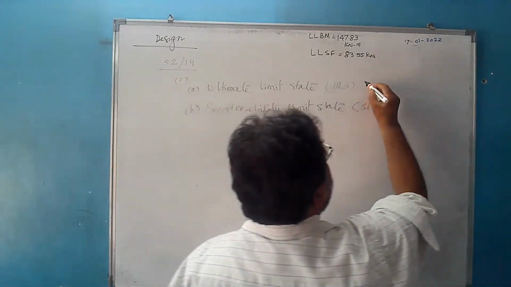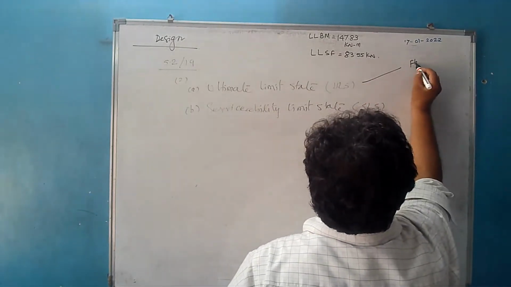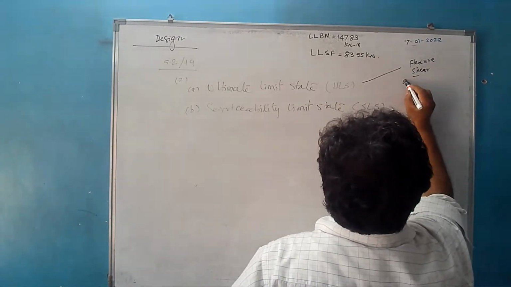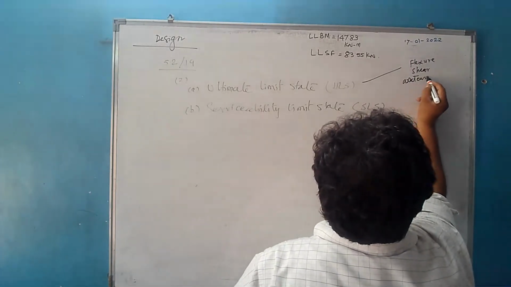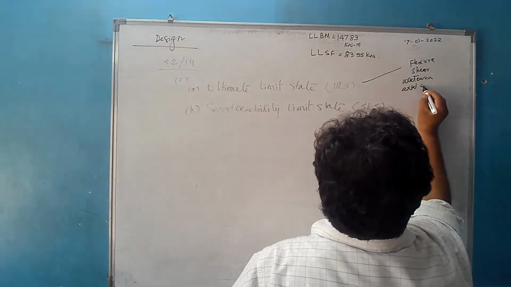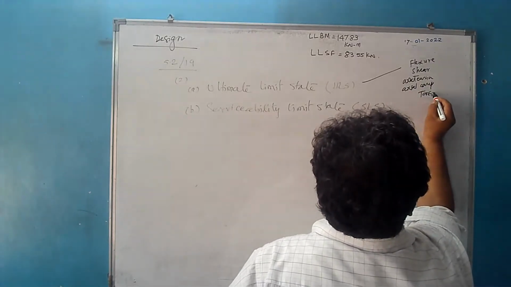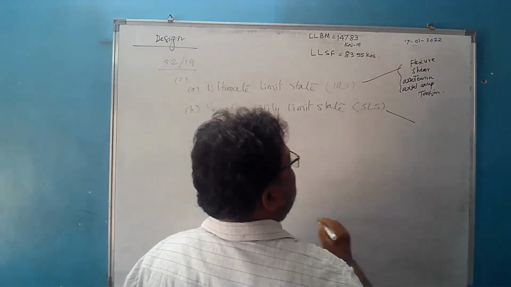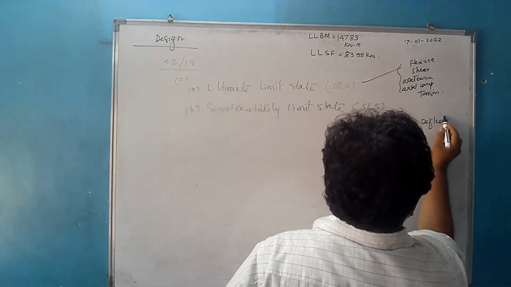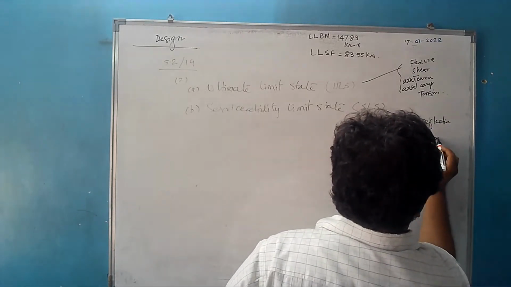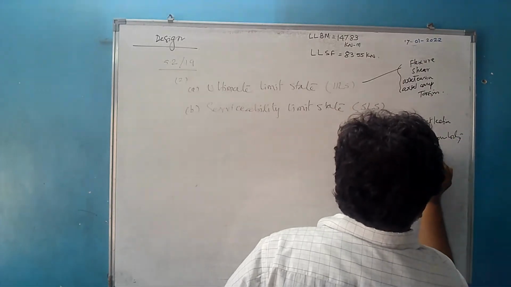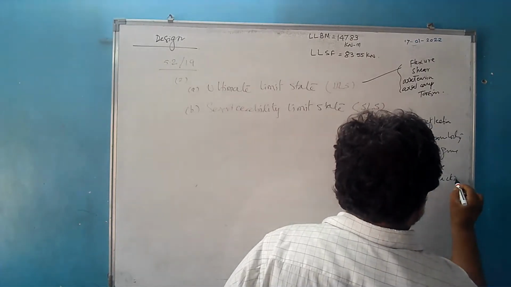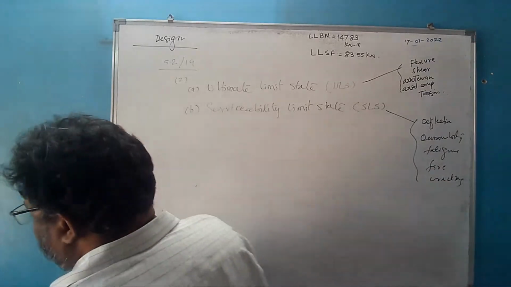लिमिट स्टेट ऑफ स्ट्रेंथ में हम क्या कंसीडर करते हैं? फ्लेक्चर, शेयर, एक्सियल टेंशन, एक्सियल कॉम्प्रेशन, टॉर्शन. सो द सेम थिंग विल बी हियर. लिमिट स्टेट ऑफ सर्विसिबिलिटी में हम क्या कंसीडर करते हैं? डिफ्लेक्शन, ड्यूरेबिलिटी, fatigue, fire, cracking. So the same thing we have to consider here also.